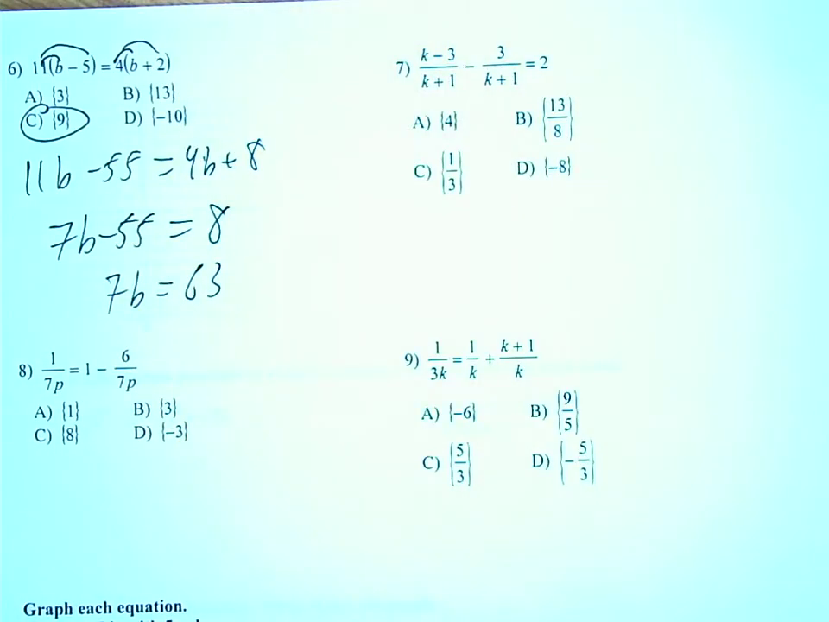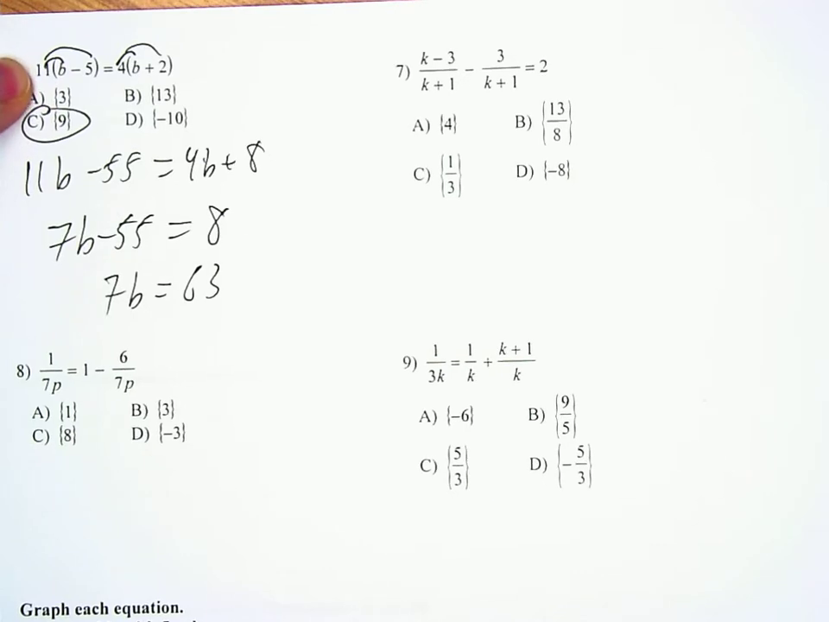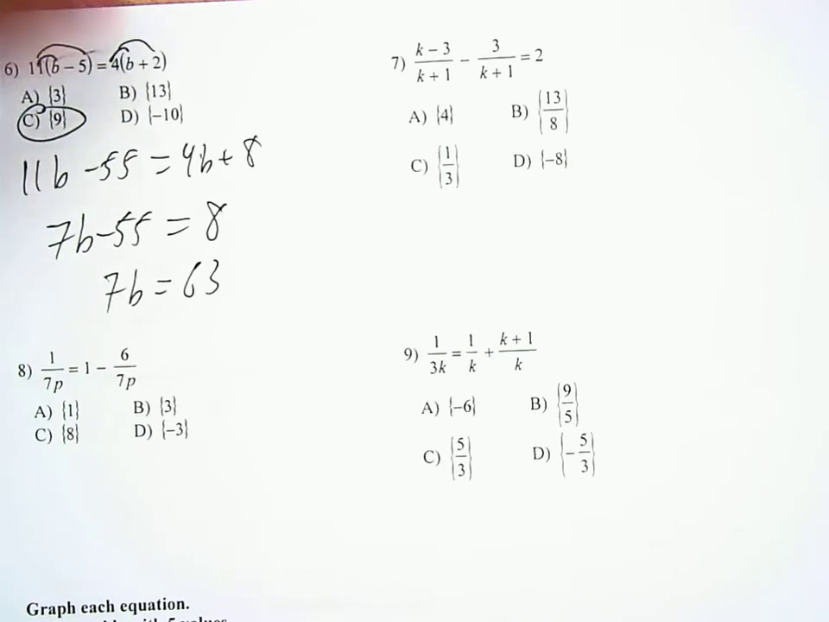And again, you can check your work very easily. Substitute the 9 for b, and you would have 4 times 11, which is 44. And then you'd have 4 times 11 there as well, which is also 44.